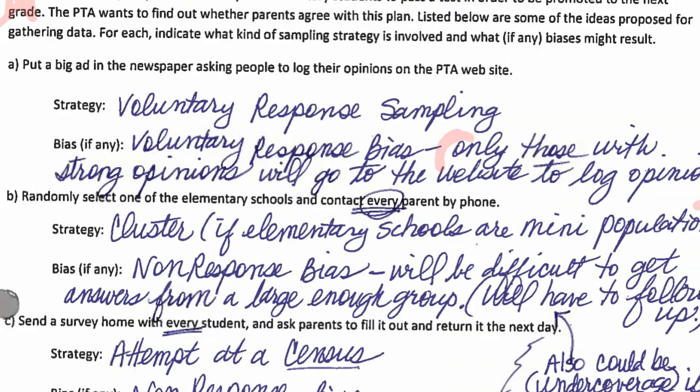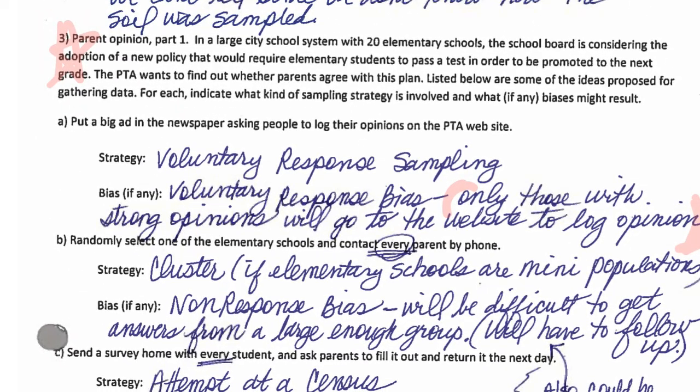Okay, so let's take a look. This was the situation where we had 20 elementary schools in a big city, so spread out, lots of different things going on. They want to get the opinion of all the elementary students' parents, and they ask them, do you think that your child should have to pass a test, the state test or whatever, to go into the next school grade? They did a couple choices of how to sample. The first one says, put a big ad in the newspaper asking people to log their opinions on the PTA website.